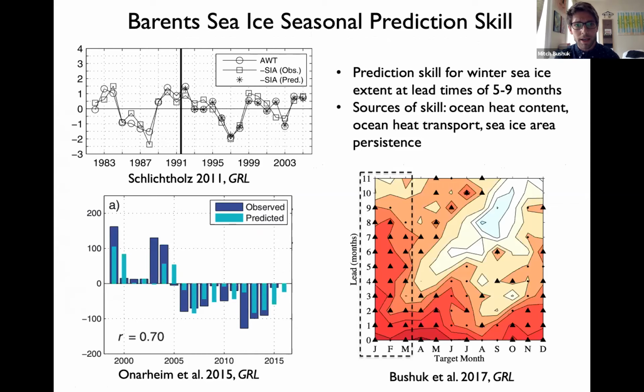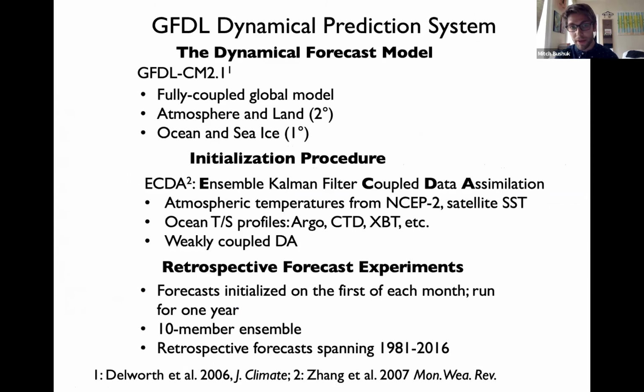So in this talk, I'm going to be focusing in on predictions we made with the GFDL dynamical seasonal prediction system. This is based on a relatively old dynamical model, GFDL CM 2.1. It's a fully coupled model with relatively coarse resolutions of 2 degrees in the atmosphere and land components, 1 degree in the ocean and sea ice components.